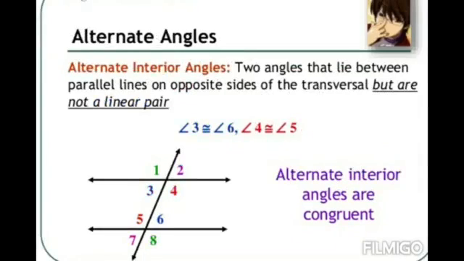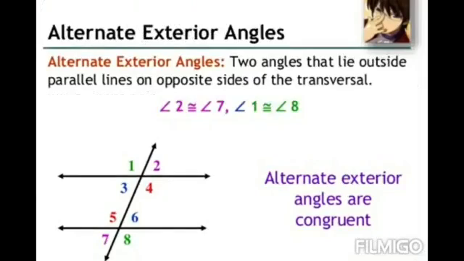When a transversal cuts two parallel lines, then alternate interior angles are equal. That means angle 3 equals angle 6 and angle 4 equals angle 5. These are alternate interior angles and are congruent. When a transversal cuts two parallel lines, then alternate exterior angles are also equal. Here angle 2 equals angle 7 and angle 1 equals angle 8. These are alternate exterior angles and are congruent too.